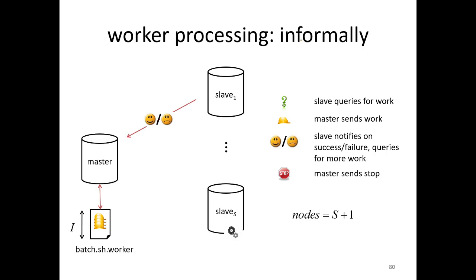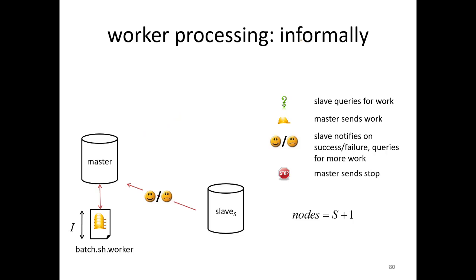This continues up to the point where all work has been exhausted, so basically where all slaves are busy computing the very last work items, and when that happens, a stop signal is sent to the slaves, and they stop executing, stop working, and you're done. Basically, that's how it works.